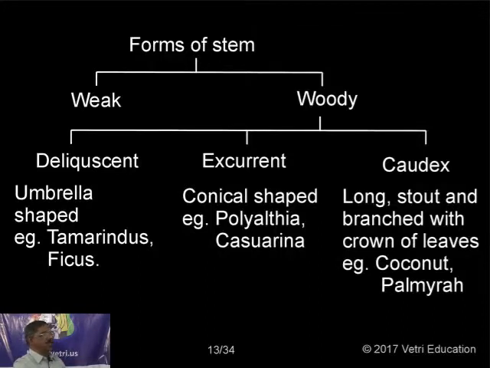The second one is excurrent. It is cone shaped. Example, you can find Polyalthia and Casuarina. The third one is called caudex. It is long, stout, without branches. You note down, unbranched with a crown of leaves at the tip. Example, coconut plant and palmyra plant. So based on the shape only, the woody plants are classified as deliquescent, excurrent and caudex.